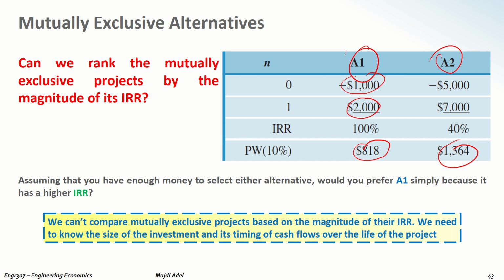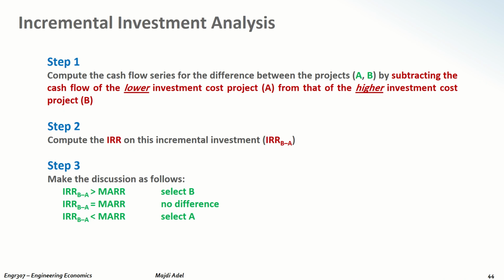We look at the internal rate of return for the incremental cash flow. What do we mean by the incremental cash flow? We need to calculate the difference between the different alternatives. Therefore, we need to calculate what we call the incremental cash flow, which is B minus A. Okay? This is the incremental cash flow.